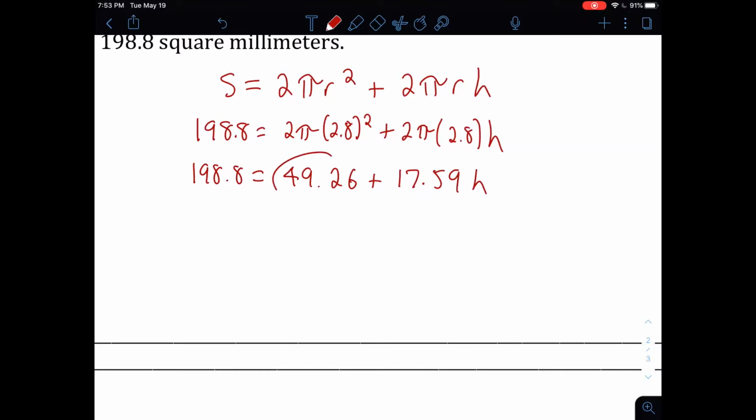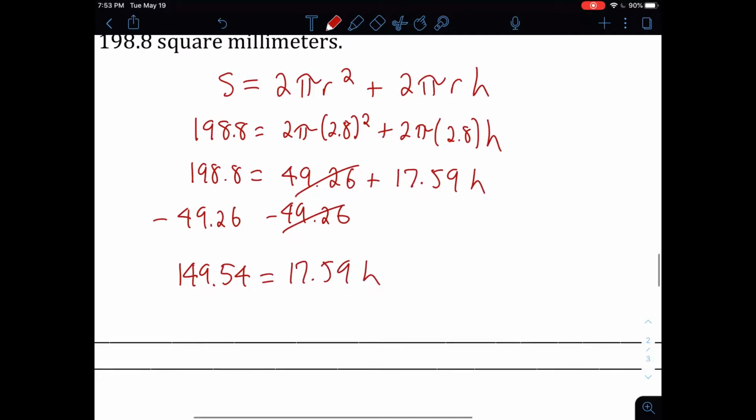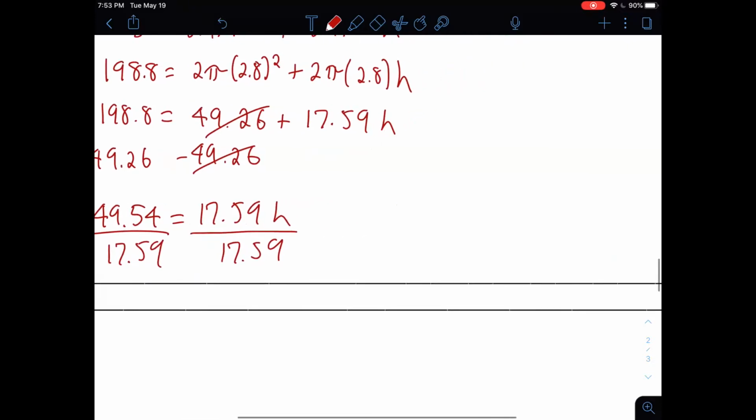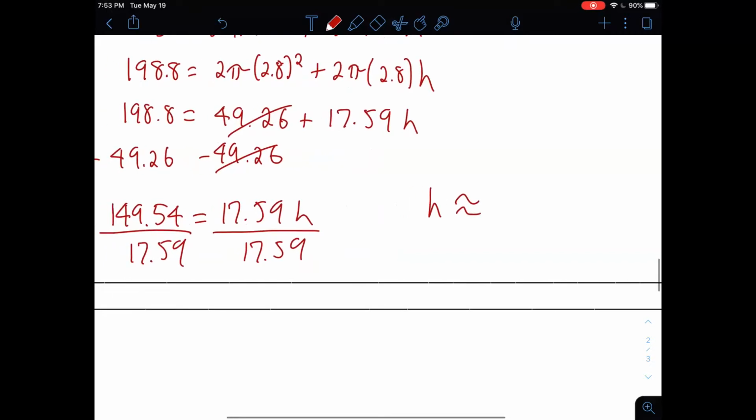All right, so now how do we solve for h? How do we get rid of this 49.26? We're going to subtract. That's going to be 149.54 equals, these are going to cancel, 17.59h. What's the last step to solve for h? We need to divide by 17.59. So h is going to be approximately, once you divide by that, 8.5 millimeters.